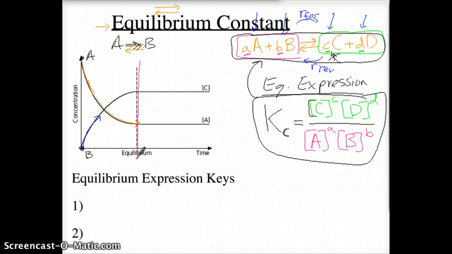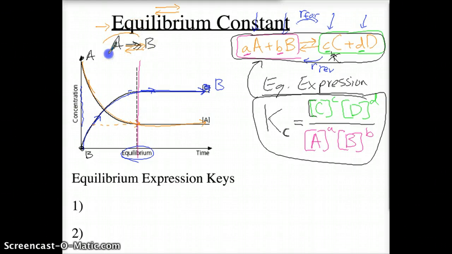And how do I know that based on the graph? Let's say this word right here wasn't labeled equilibrium. How do I know? Well, since I have concentration on the y-axis, I can see here the concentration of, in this case, B, is remaining constant. It's not changing. In addition, the concentration of A is remaining constant. It's a flat line. It's not changing also.